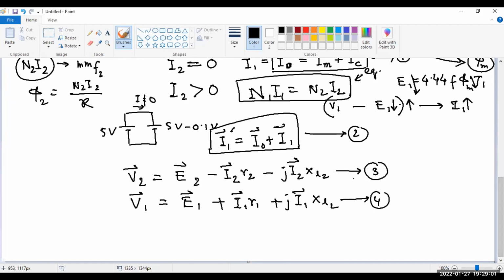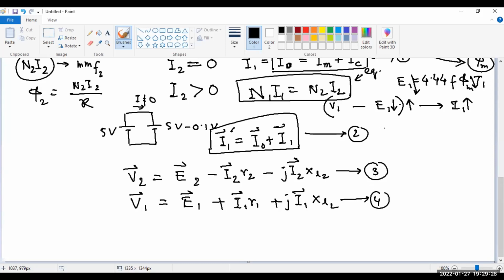Equations number 3 and 4 have the units of volts, whereas equations number 1 and 2 have the units of ampere. Therefore equations 1 and 2 are called the KCL equations, and 3 and 4 I call KVL equations. Okay. Understood? Yes, sir.